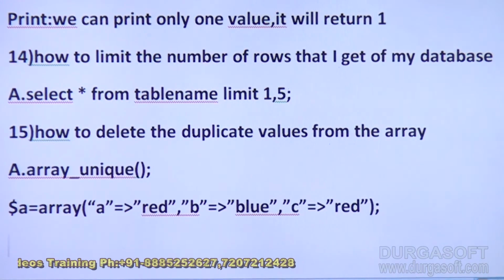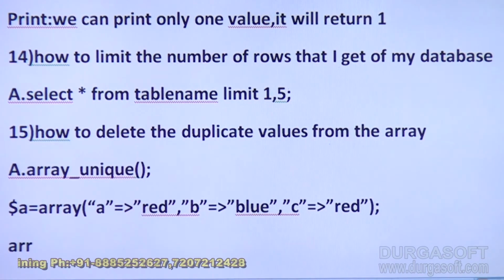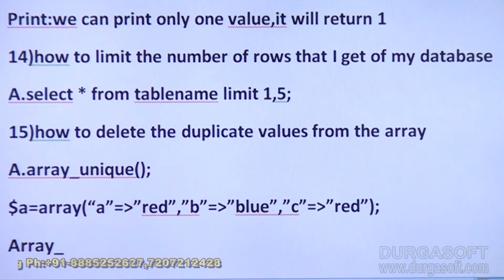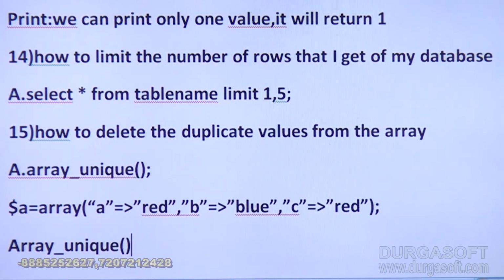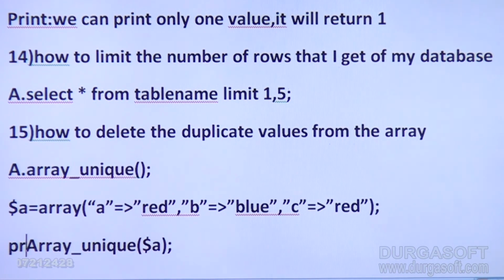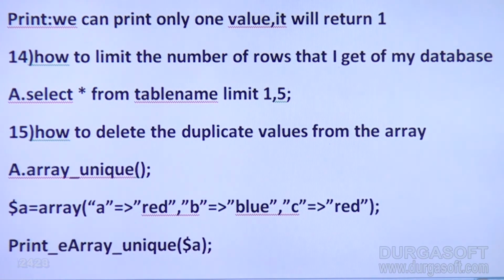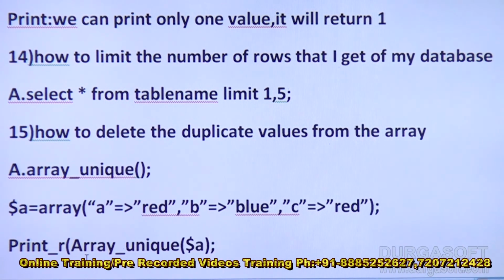By using the unique command, array_unique of $a. After that we have to print it by using the method print_r. By using print_r, if you print, then you will not get the duplicate values in the array.